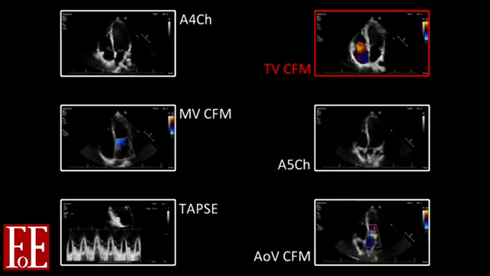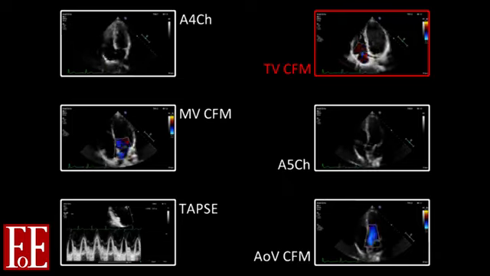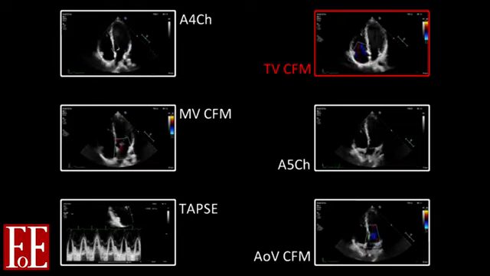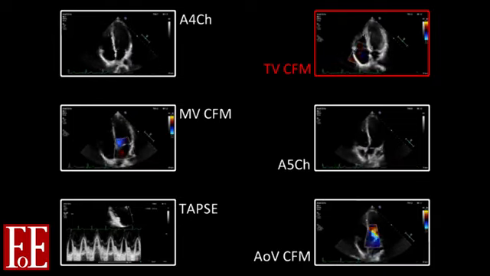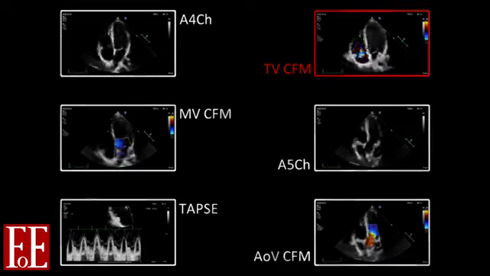From there we're going to move the probe over to the apex of the heart, orientation marker towards the left, and we're going to capture the apical four-chamber view, going to put some colour over the mitral valve, we're going to measure the TAPSE. If you want, you can put some colour over the tricuspid valve, looking for tricuspid regurgitation, and then you're going to put the tail of the probe down so that we can see the apical five-chamber view, see the aortic valve, and put some colour over the aortic valve.